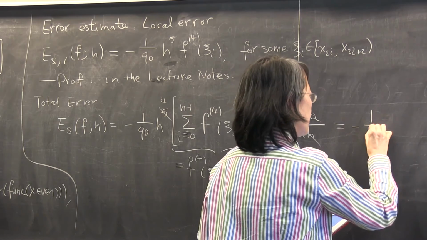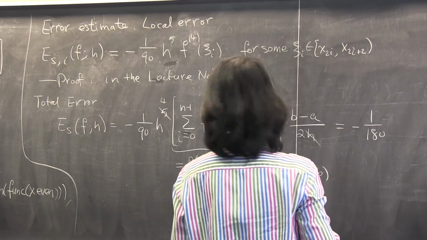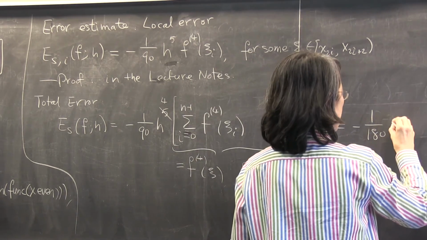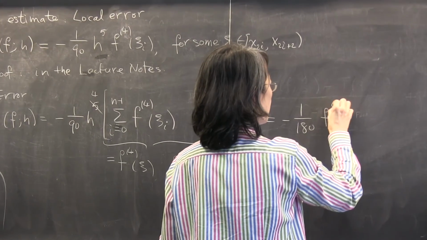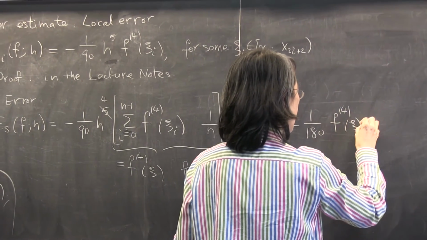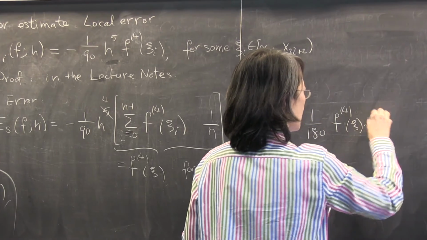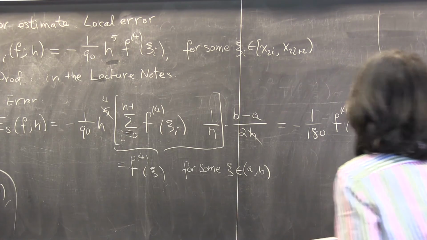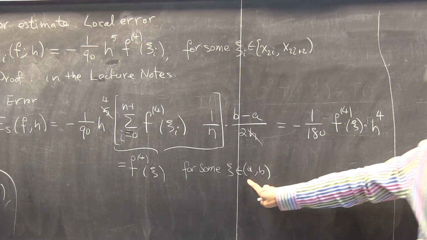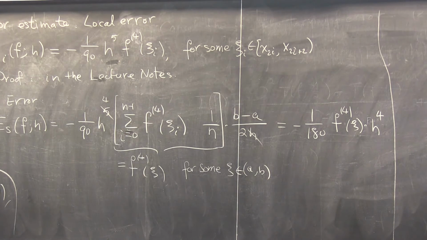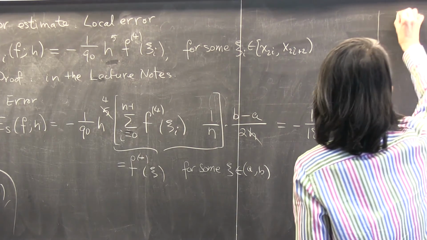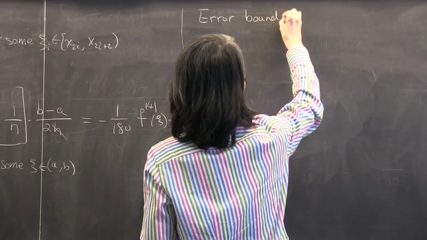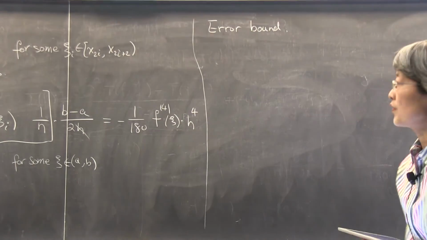You get negative 1 over 180, and this f fourth derivative of some psi times h to the power 4. Is that okay? That's your error estimate, for some psi on the interval from a to b. Exactly where, we don't know, but we know it exists. A more useful thing will be an error bound, because I don't know the psi, so this is not very useful.